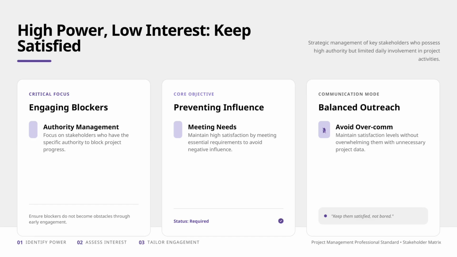For stakeholders with high power but low day-to-day interest, the aim is to keep them satisfied without overloading them. This slide describes authority management, meeting essential needs to prevent negative influence, and a balanced outreach approach that maintains their support while respecting their limited involvement.